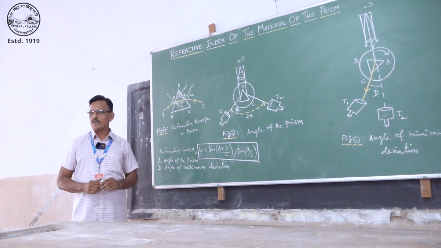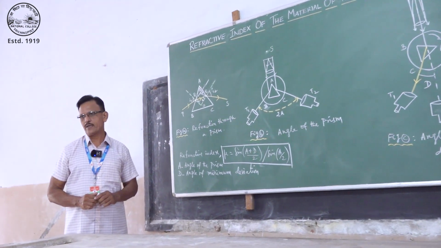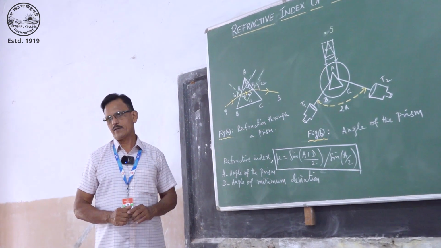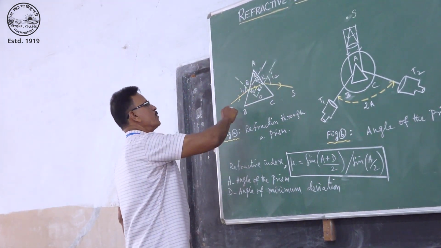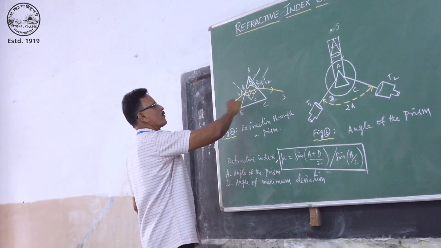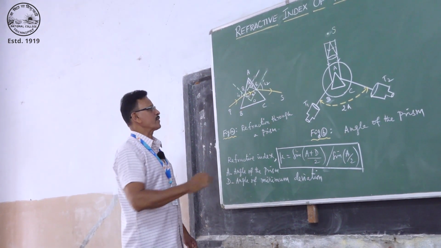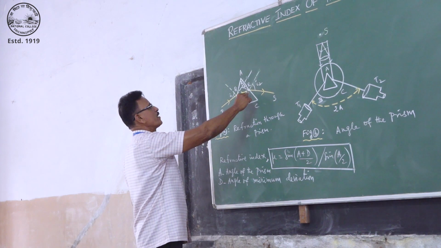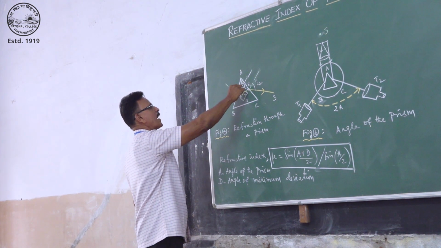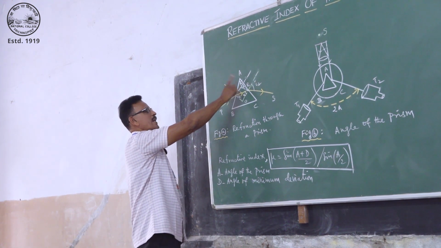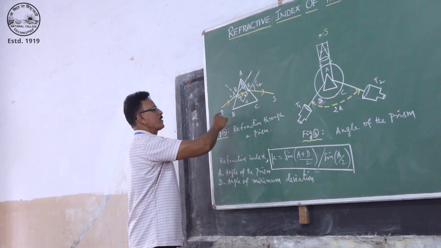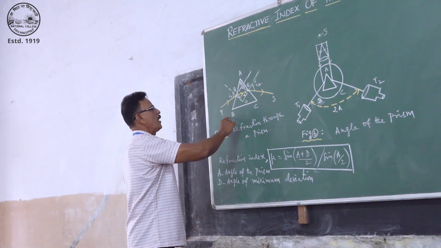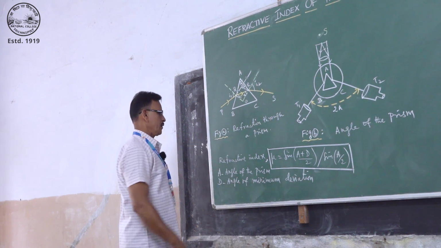What is a prism? A prism is a transparent medium, consisting of three faces, out of which two faces are polished. Those two polished faces are known as the refracting faces. The angle between the two refracting faces is the angle of the prism, denoted by A. The third face is ground, known as the base. Here I have shown BC in the figure.